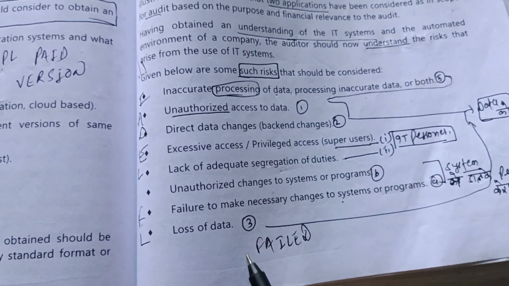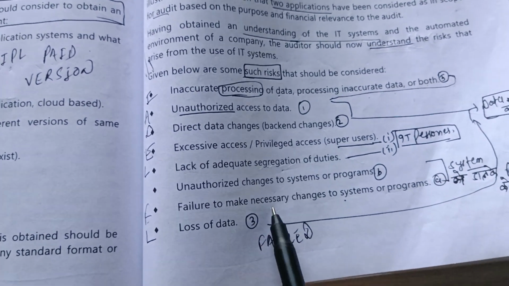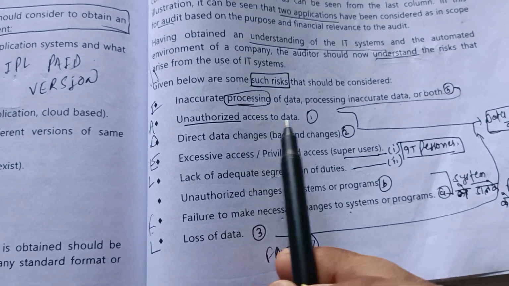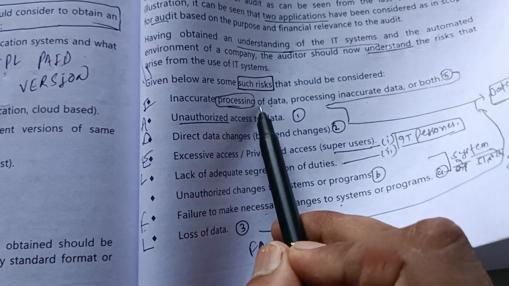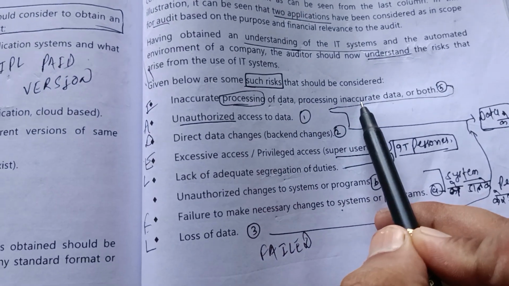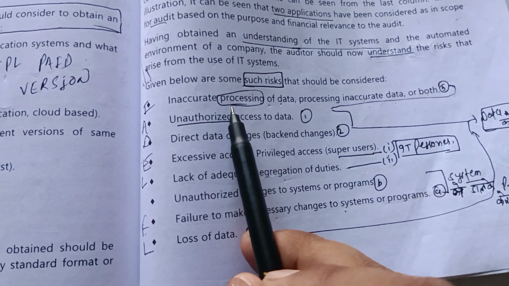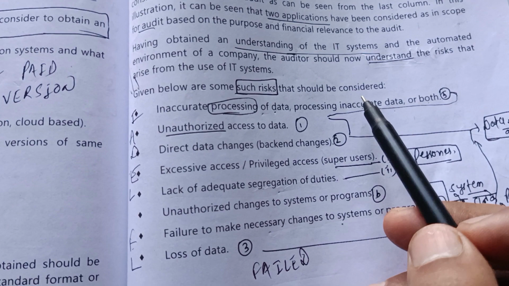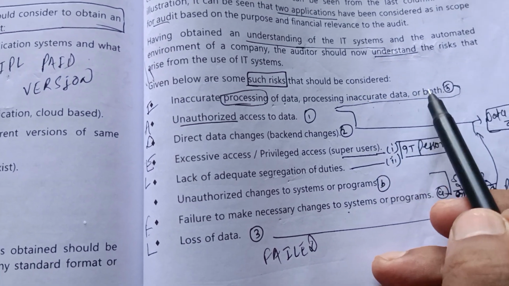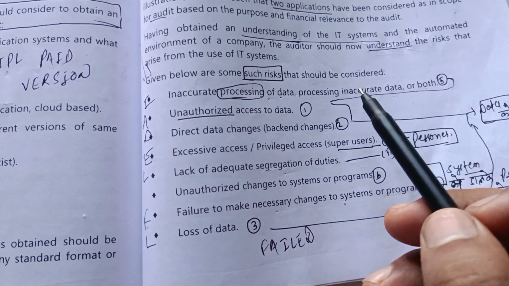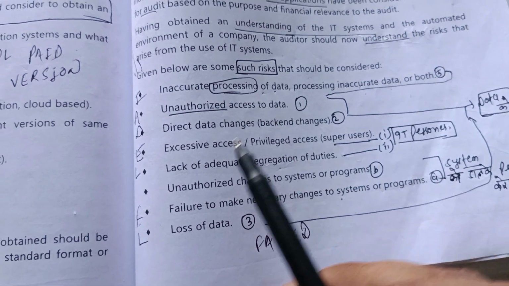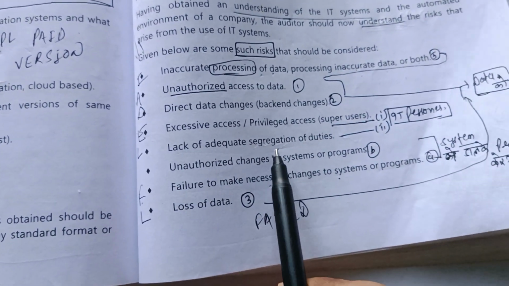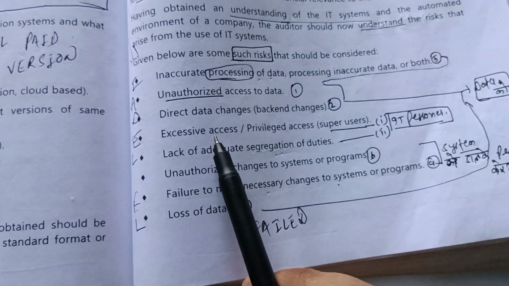FAILED, you need to understand FAILED. F for failure to make necessary changes to system or program. A for unauthorized access to system. I for inaccurate processing of data, processing inaccurate data, or both. If data is processed inaccurate, or you have provided inaccurate data, or both are the risks. And L for lack of adequate segregation of duties. E for excessive access.